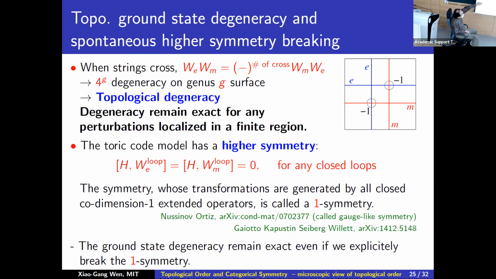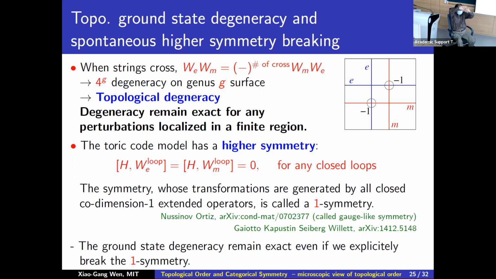Then we can consider a long string, a loop of E string, which goes around the torus in one direction, and an M string going around the torus in the other direction. In this configuration, very interesting, the E string and M string have only one intersection.